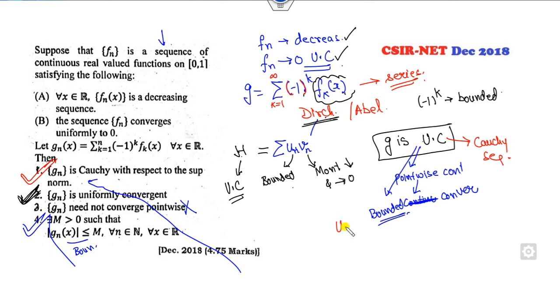Remember, whenever you prove that it's uniformly convergent, it is convergent, it is bounded, it is pointwise convergent, it is Cauchy as well. Fine. So the one that says need not be is cancelled. So the answers A, B and D are the correct options.